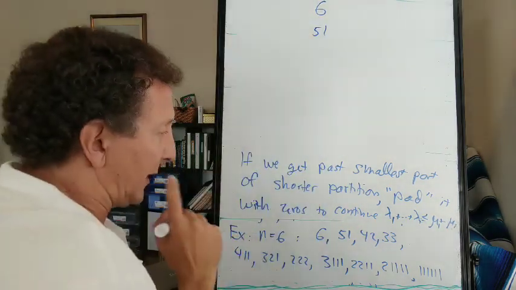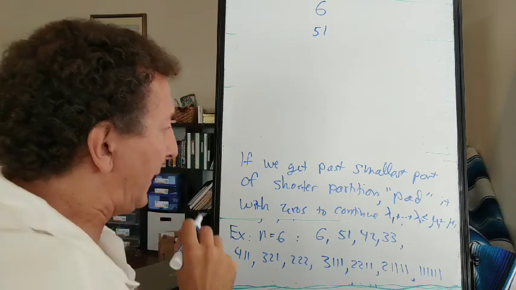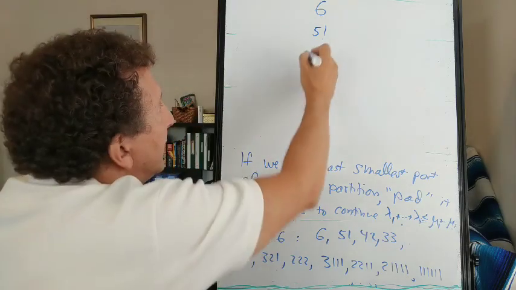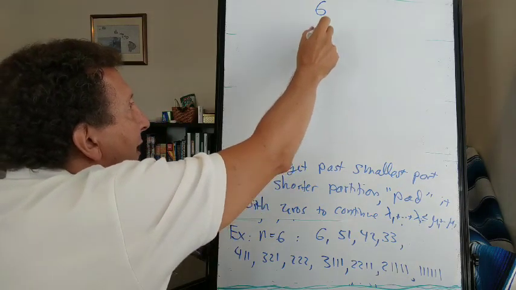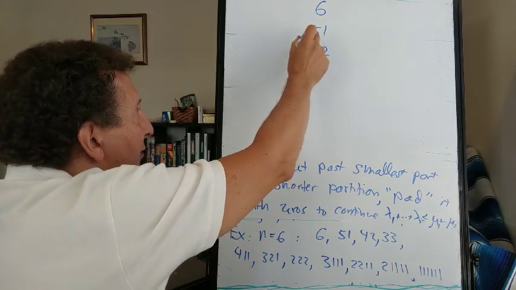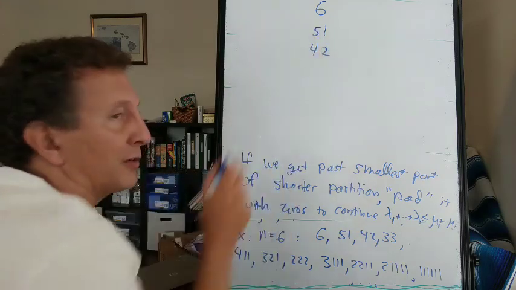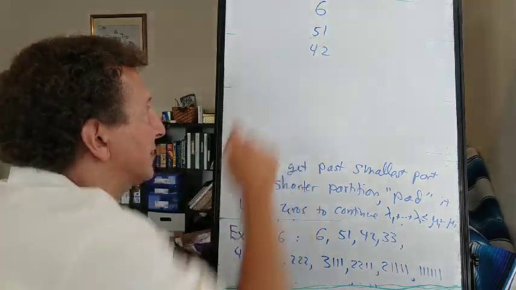Then 5, 1 is next. Then 4, 2. The partial sums here are 5 versus 4 and 6 versus 6. So 5, 1 wins the 5 versus 4 contest, and then they tie 6 versus 6.